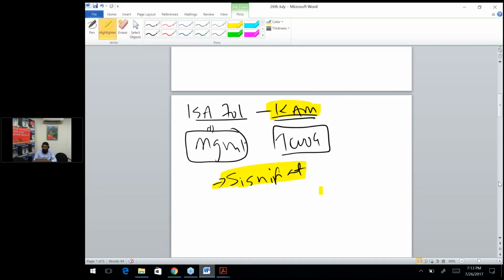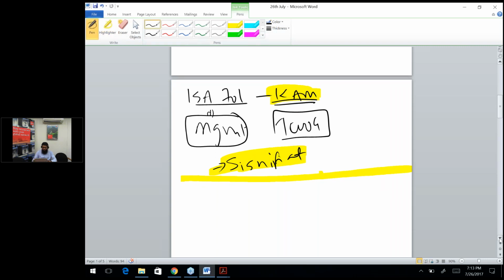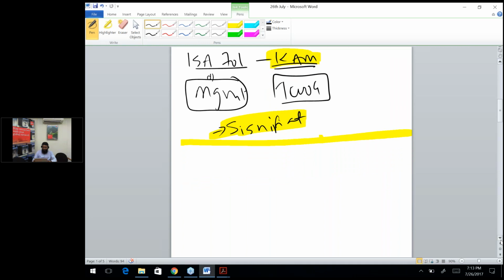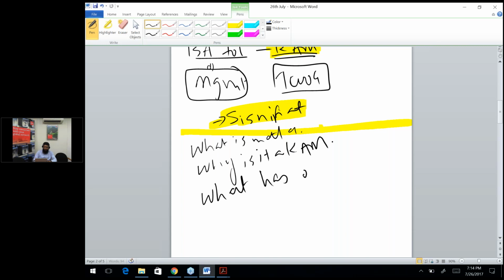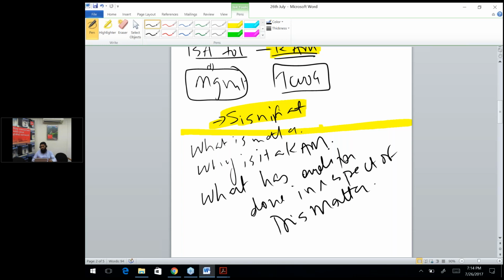Now let's move forward and discuss further. What is the description that we give for any key audit matter? The description that we give for any key audit matter is: what is the matter, why is it a key audit matter, and what has the auditor done in respect of this matter. So that's what you have to do.